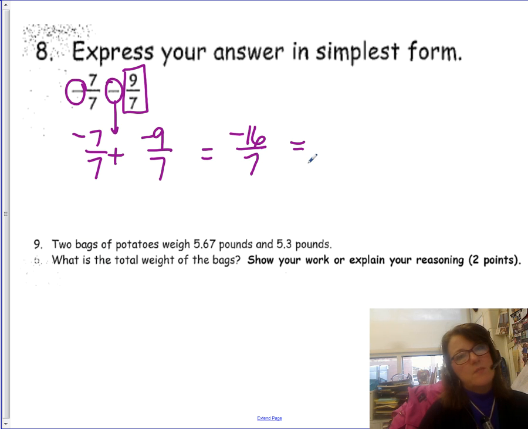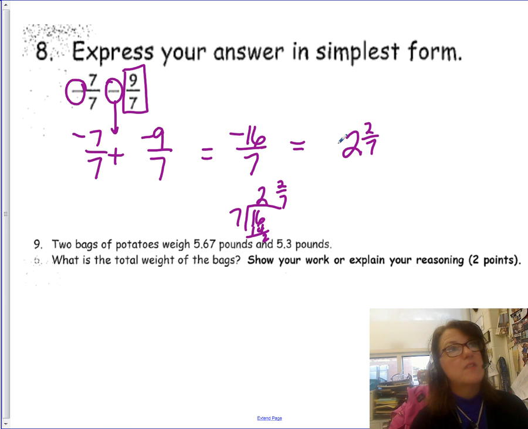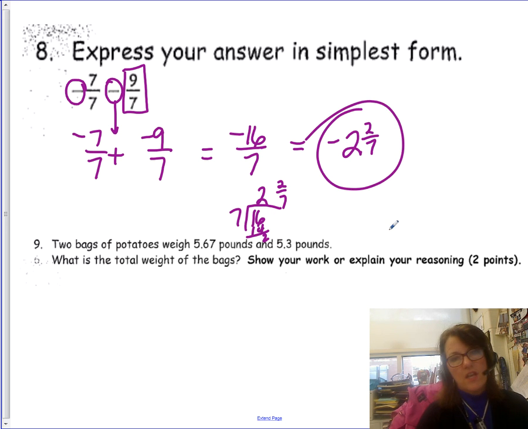Now, a lot of times in algebra, we will leave that as an improper fraction. However, I want you to turn this back into a mixed number as that last final step. So you're asking yourself, how many times does 7 fit into 16? 16 divided by 7. Well, it can go in there twice, and you have 2 left over. 2 and 2/7. However, it's negative, so please make sure you've got a negative sign there.